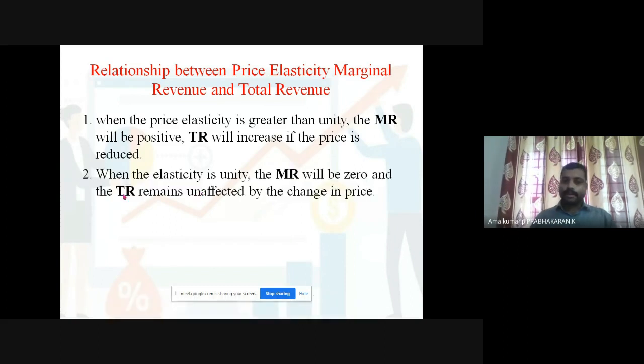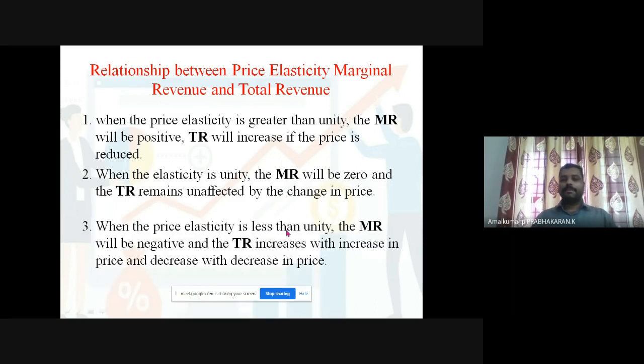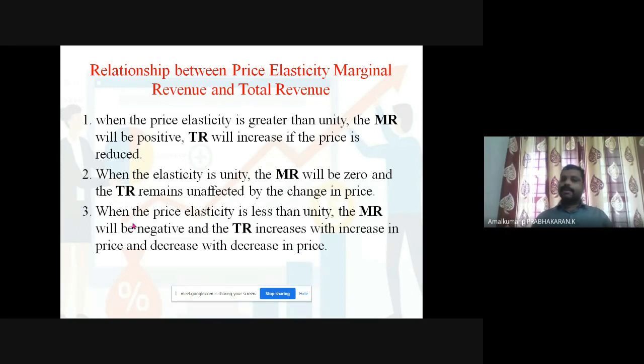This is a relationship. And another one, when the elasticity is unity, the marginal revenue will be zero and the total revenue remains unaffected by the change in price. Then another one is, when the price elasticity is less than unity, the marginal revenue will be negative and the total revenue increases with an increase in the price and decreases with a decrease in the price.